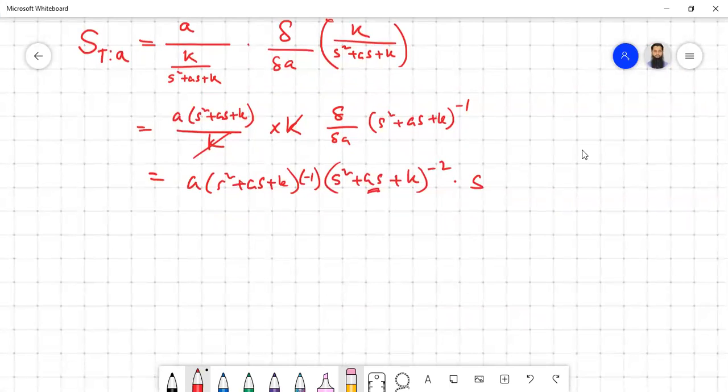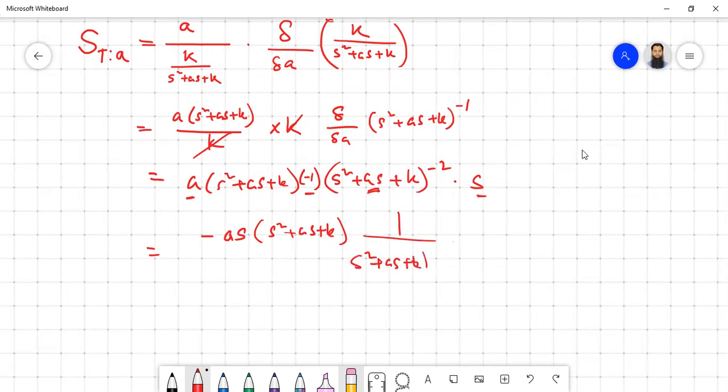So what we are going to get here is minus A S, then S square plus A S plus K, then 1 by S square plus A S plus K whole square. So this one and this one get cancelled out. So minus A S by S square plus A S plus K. So this is your sensitivity of the closed loop transfer function with respect to the parameter.